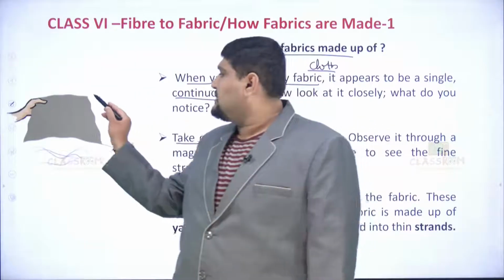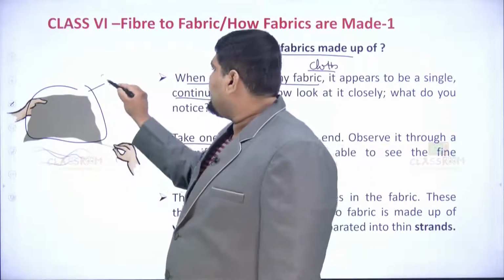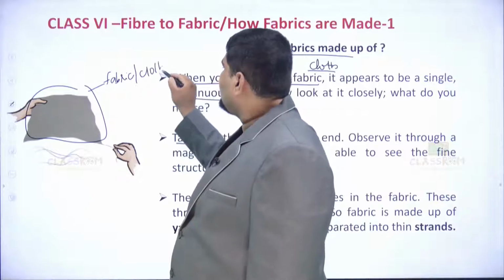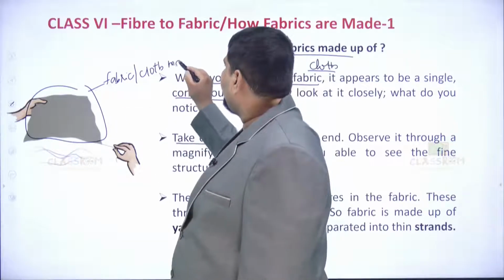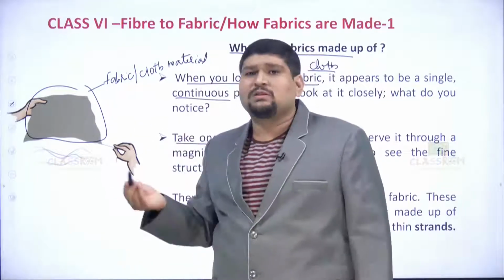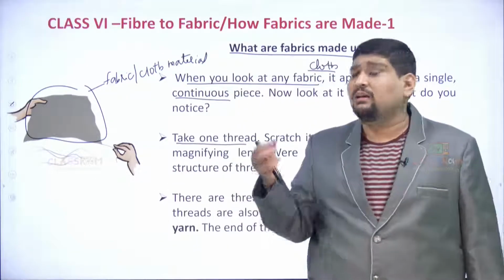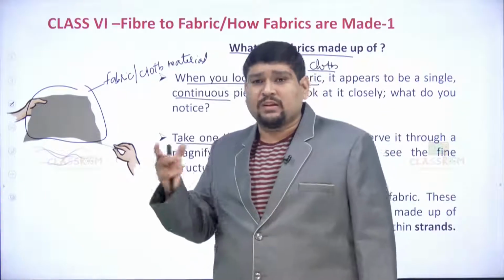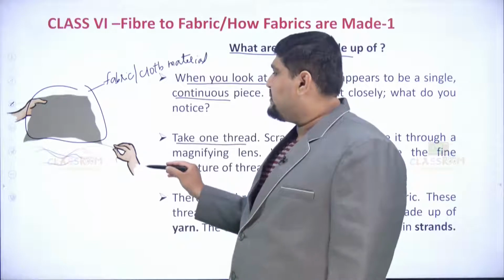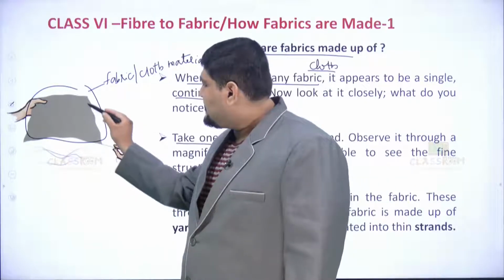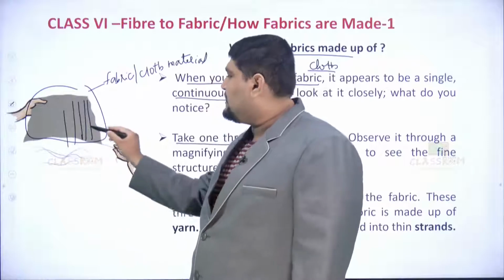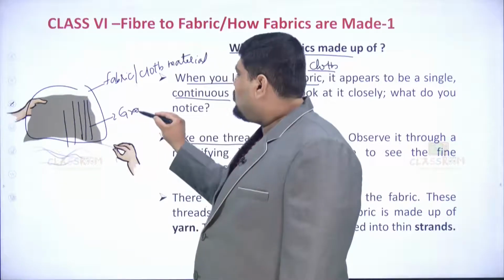Suppose now this is one type of fabric, one cloth material. It can be any cloth material. It can be cotton, silk or wool, any one such sample. Just take a piece of cloth and try to take one thread out of it. Now you can see that these are all layers, which are grouped together. These are all groups of threads now.